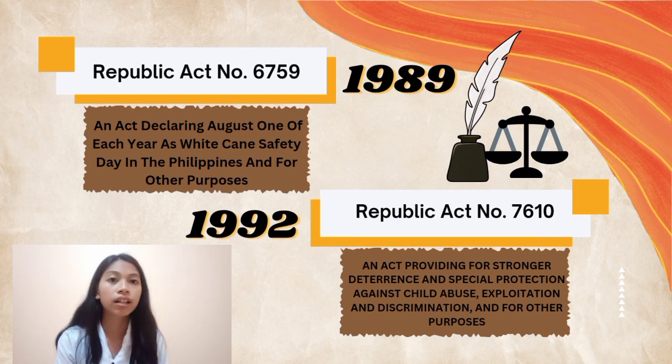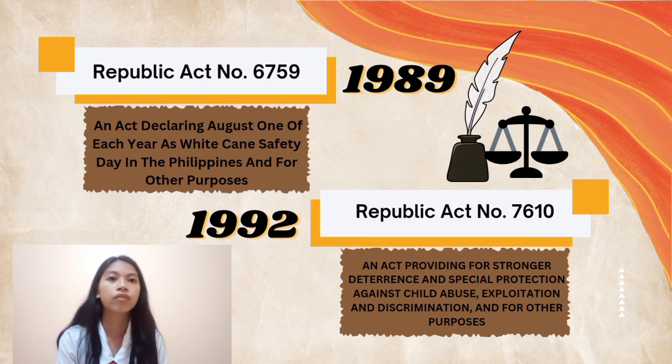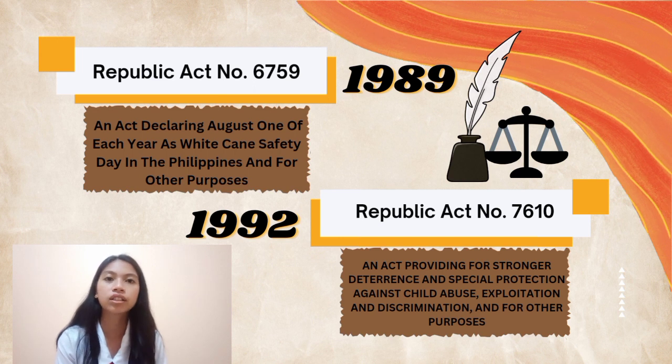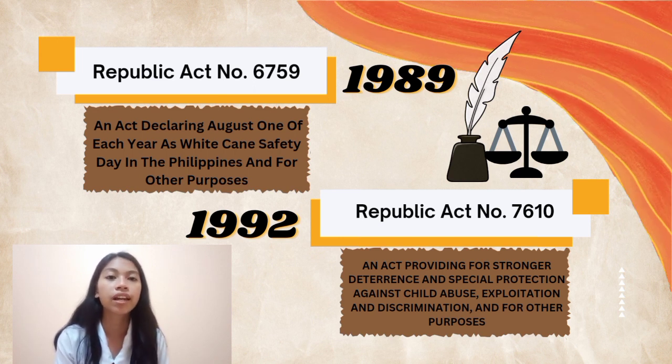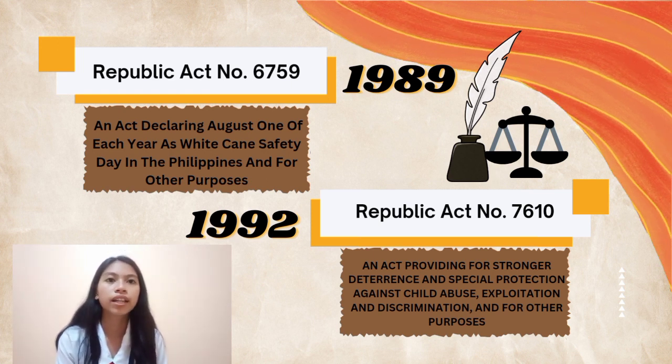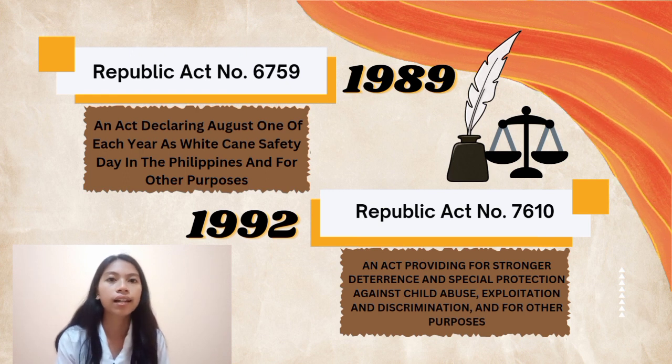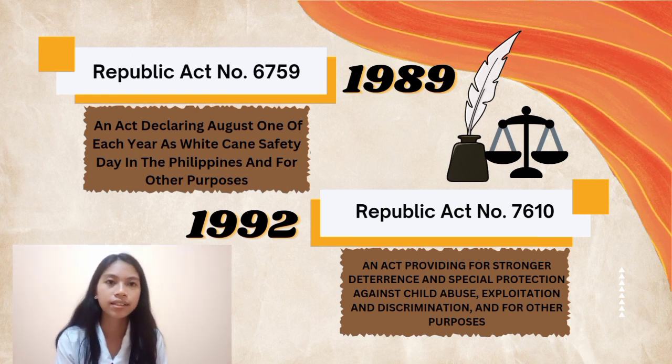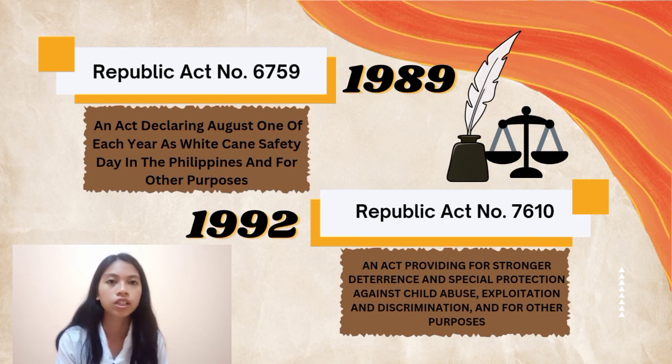So the state shall intervene on behalf of the child when the parent, guardian, teacher, or person having care or custody of the child fails or is unable to protect the child against abuse, exploitation, and discrimination, or when such acts against the child are committed by the said parent, guardian, teacher, or person having care and custody of the same.